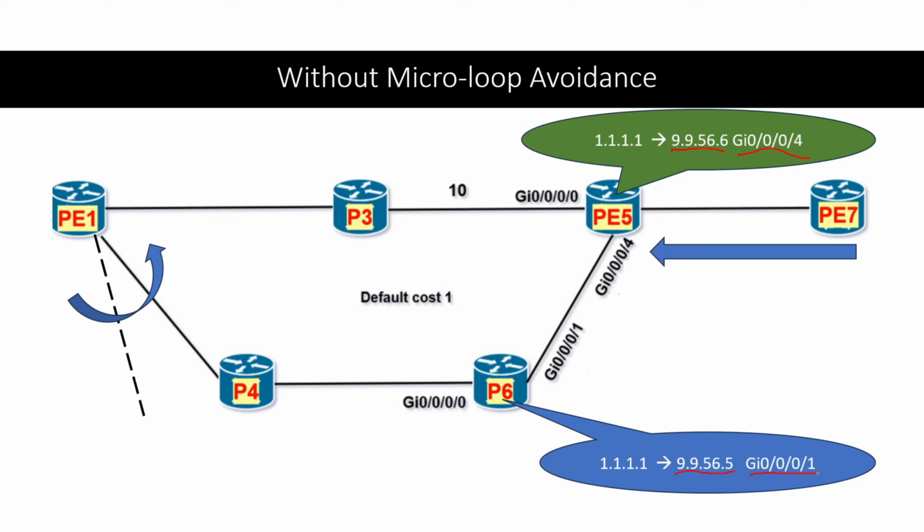So PE5 forwards based on its FIB table towards P6, but P6 is very slow, still figuring out the best path, and its FIB is pointing towards the old entry, so it forwards back to PE5, and again PE5 forwards back to P6, and then there is a temporary loop in the network for a few milliseconds or seconds.